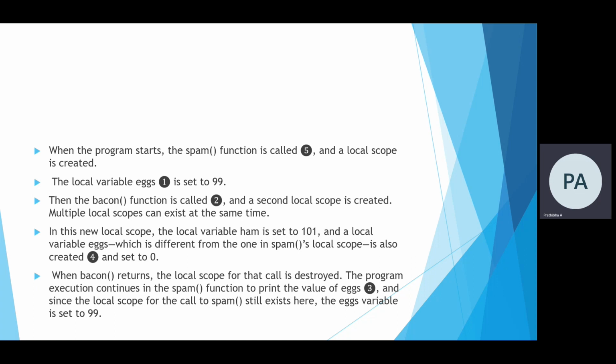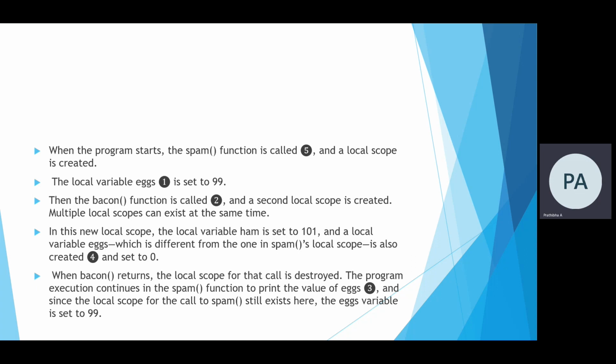In this new local scope, the local variable ham is set to 101 and the local variable x, which is different from the one in the spam's local scope, is also created. When beckon returns, the local scope for that call is destroyed. The program execution continues in the spam function to print the value of x. And since the local scope for the call of spam still exists here, the x variable is set to 99.